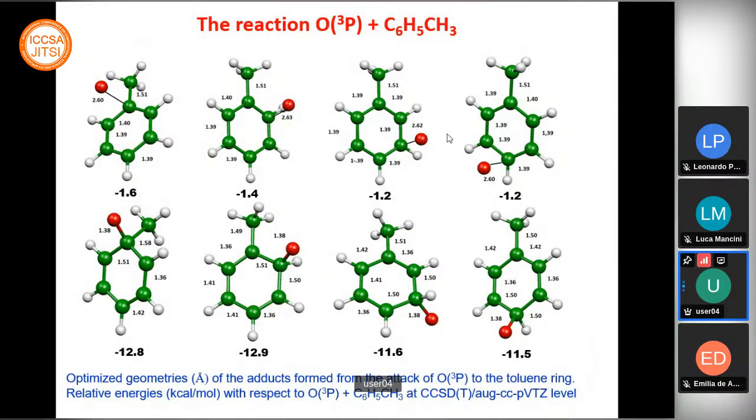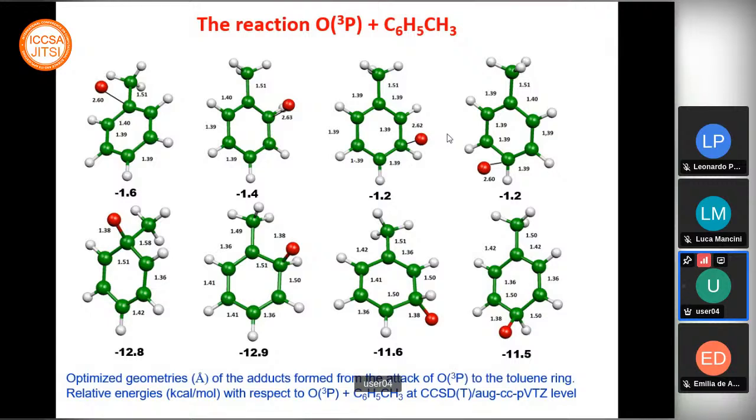Let's consider the results of our study. As far as the triplet surface, that is the reaction between oxygen in its ground state and toluene, as a first step we have the formation of a Van der Waals adduct, slightly more stable than the reactants. Of course, we can have 4 different isomers depending on the site of attack of the oxygen to the toluene ring. So we can have an attack in ipso, in ortho, in meta, and in para.